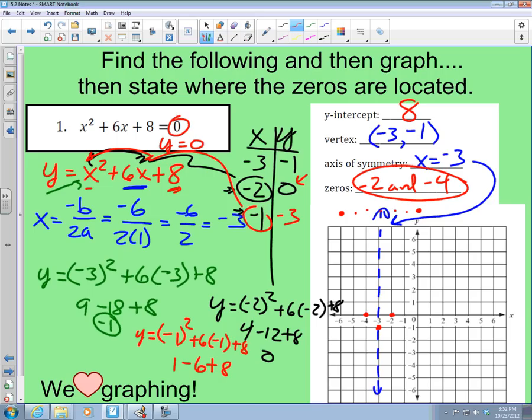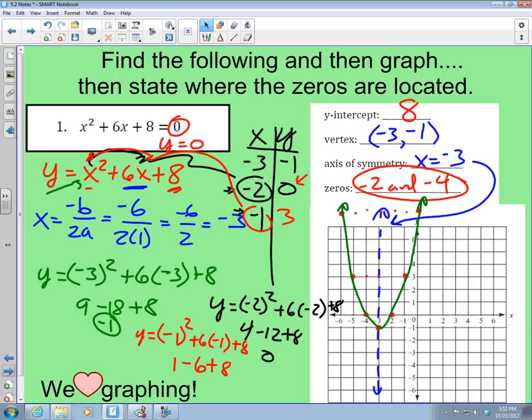So negative 1, it's positive 3, isn't it? Yeah. Negative 1, up 1, 2, 3. So if I got a point here, 1, 2, 1, 2, I have a point right here. So my graph, not the best parabola, but it is graphed.